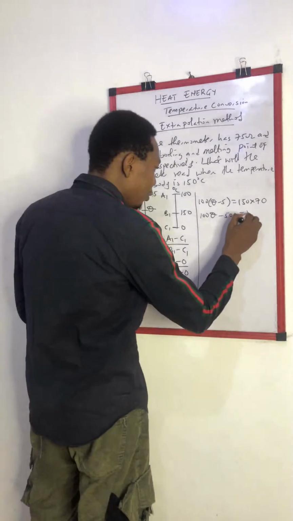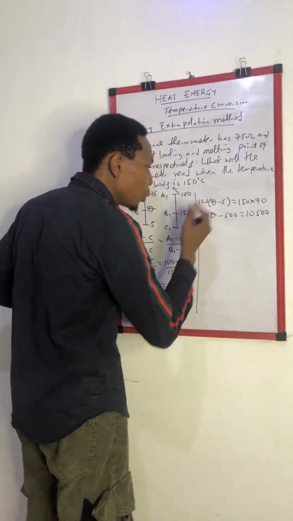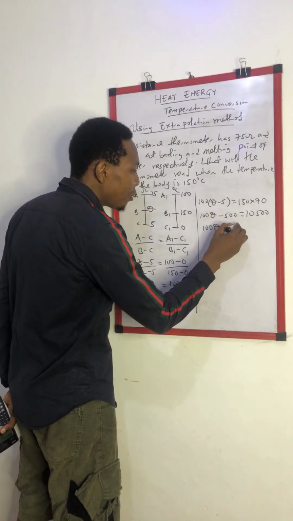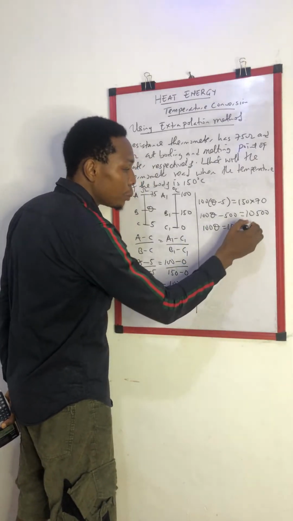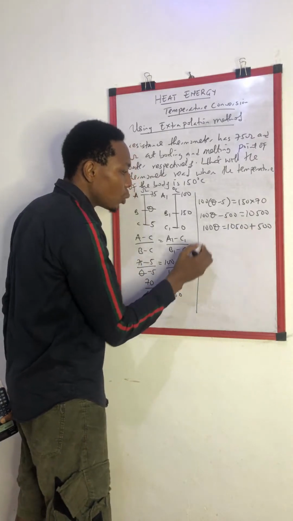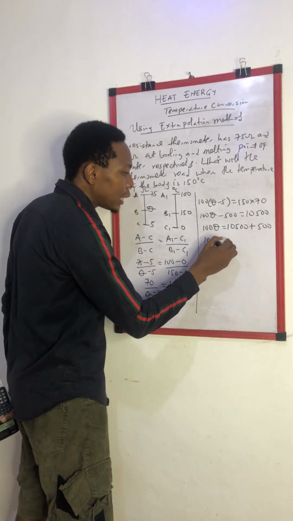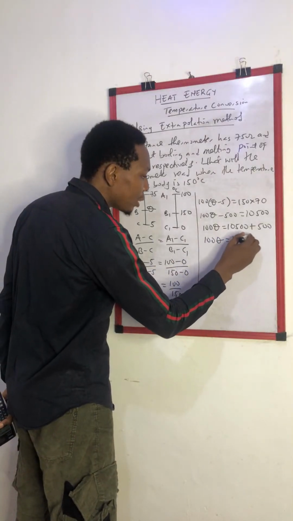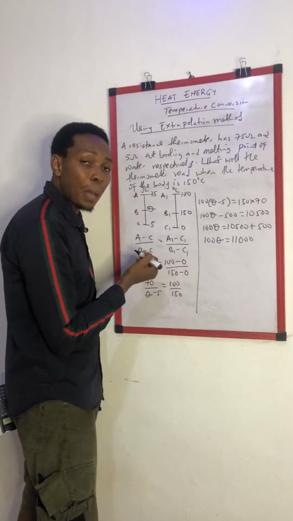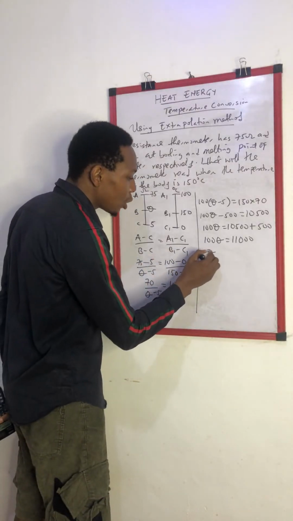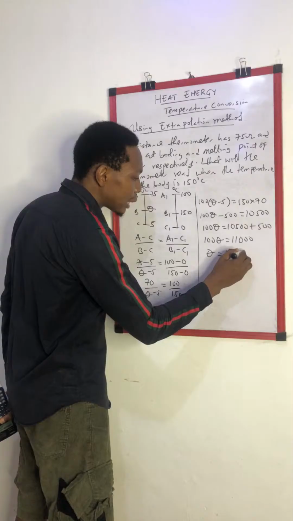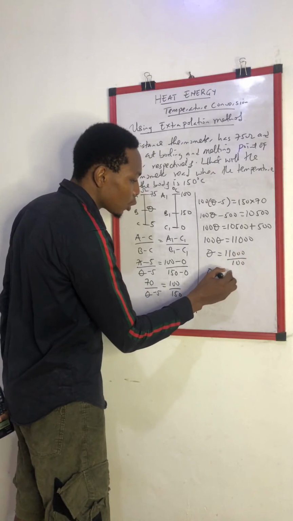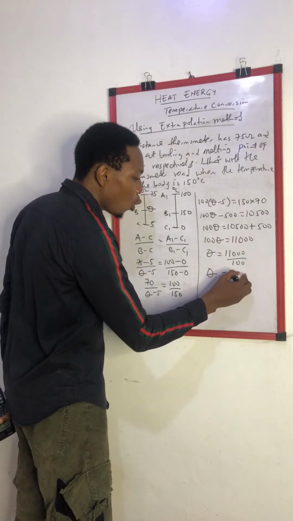So we have 10,500. So what do we do? Collect like terms. So we have 100 theta equals 10,500. If this one is crossing, it becomes what? Plus 500. So we have 100 theta equals 10,500 plus 500. We have 11,000. To get our theta, I'll divide both sides by what? 100. So theta will be equal to 11,000 divided by 100, which is going to give us theta equals 110 ohms.